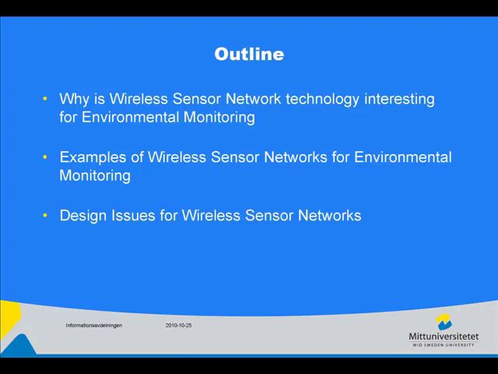Why could this wireless sensor network technology be interesting for environmental monitoring? I will give some examples of real deployments where they have used, and we used, wireless sensor networks to monitor different parameters in the environment. And I will finish with some of the technical challenges that we need to address in future research and development, and what we are working with now.